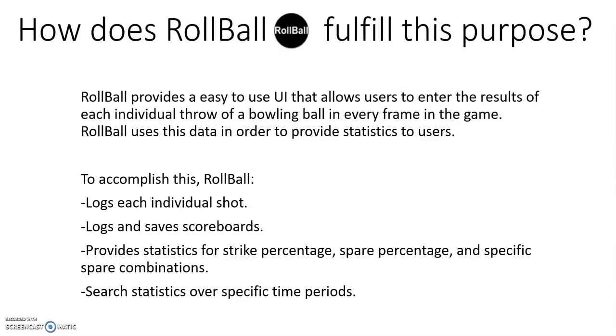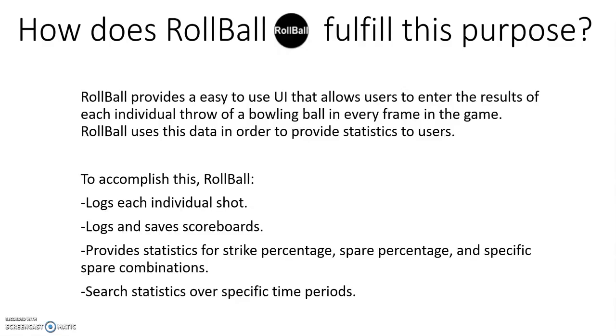It saves the scores, so as it would appear on a scoreboard in a bowling alley, it saves it in the same exact fashion. And it provides shot statistics for things like strike percentage, spare percentage, and specific spare combinations, whether it be a 7-10 split, whether it be an individual 9-pin, an individual 10-pin. It gives users their conversion rate for hitting that pin.